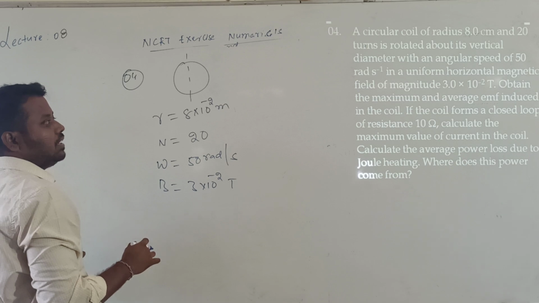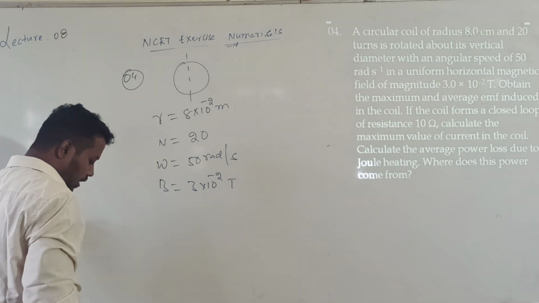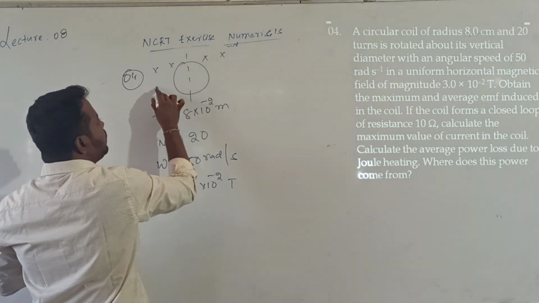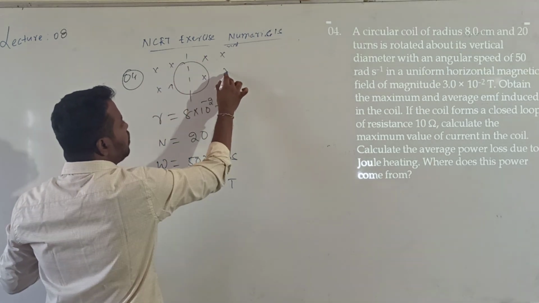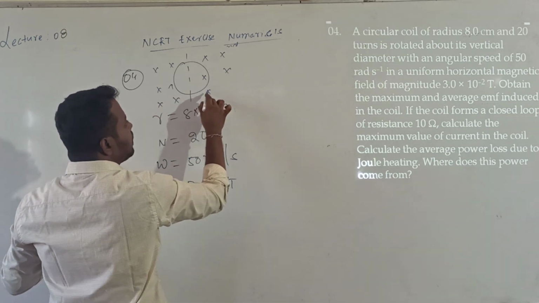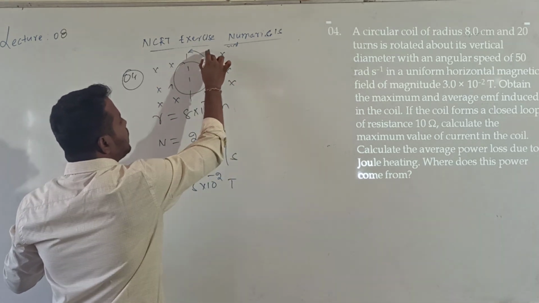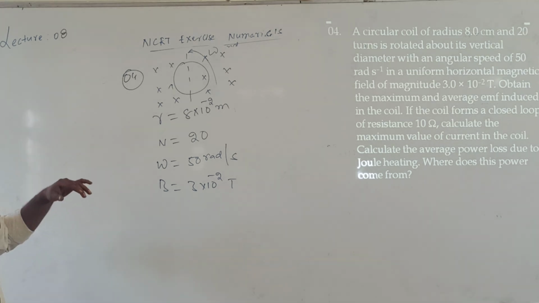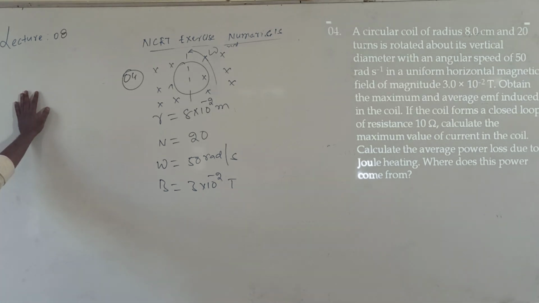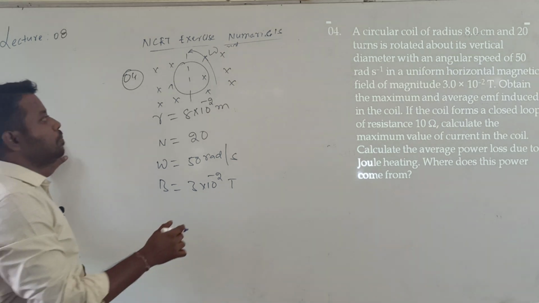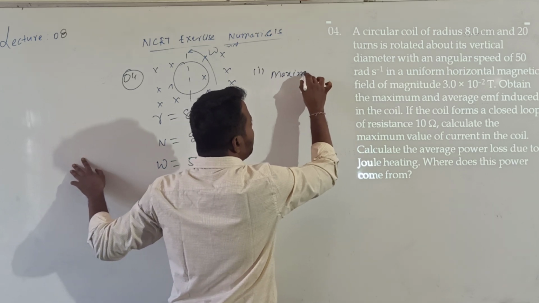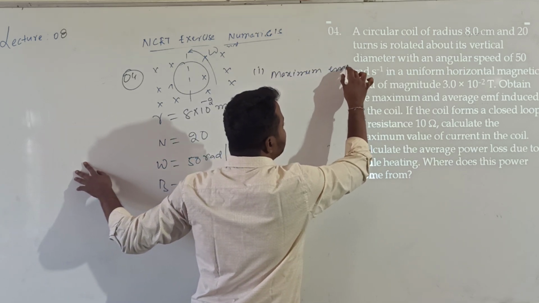Let me say the coil is rotating in a uniform magnetic field which is perpendicular to the plane, passing into the paper. Now the coil started rotating with an angular velocity omega. What are they asking us to calculate? The circular coil is rotating, and the question is to obtain the expression for the maximum EMF. So what is the maximum EMF?